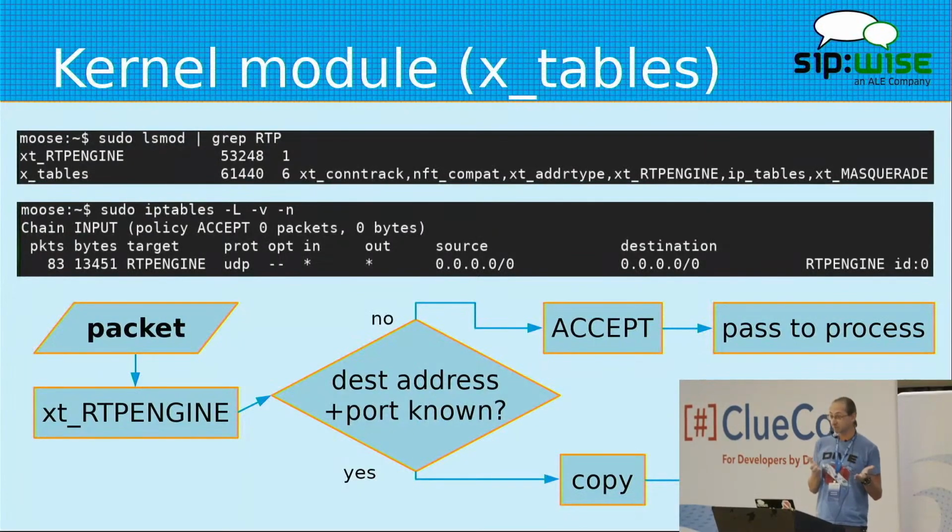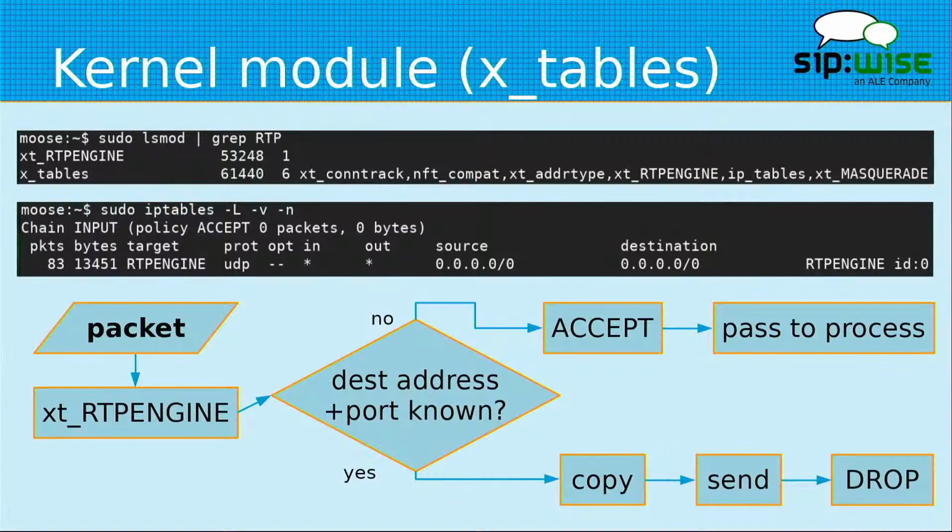If it does know about the destination, it will first make a copy. Now this is technically not necessary, but for us, making the copy makes certain things easier. It's a little bit of overhead, but it's not too bad. It will make a copy, it will send the copy out, and it will return a drop verdict. And drop to iptables means discard the original packet, and then the process never gets to see it.